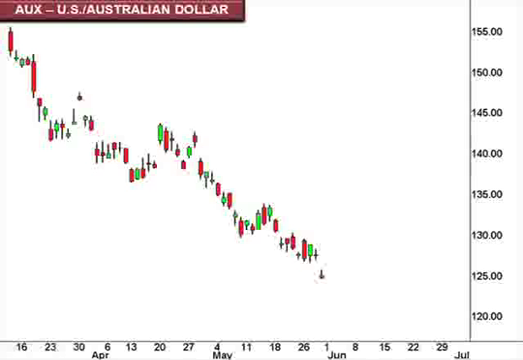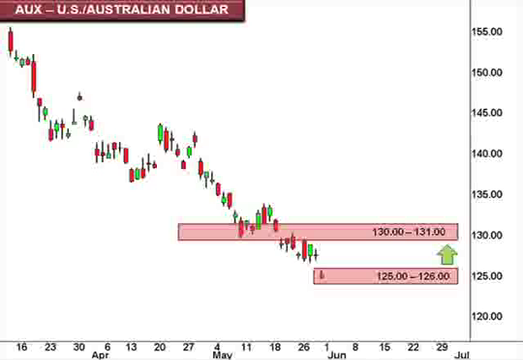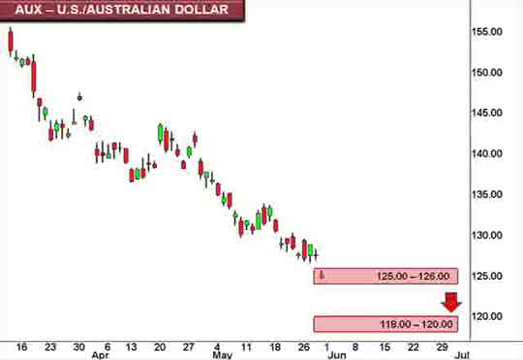And finally, the AUX, the US versus the Australian dollar, extended its losses down to test a key support level within that 125, 126 focal zone. This has us open to the possibility of a retracement, which may move back up to test that 130, 131 for resistance. Some consolidation within that 125, 126 range is expected at the very least, and a break below this key support level may extend the losses on the AUX as deep as that 118 to 120 range.